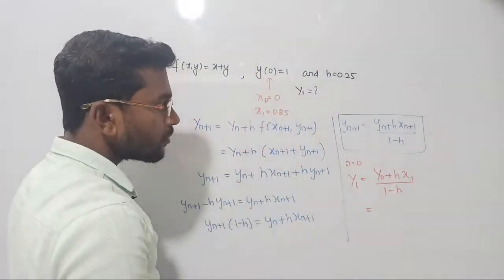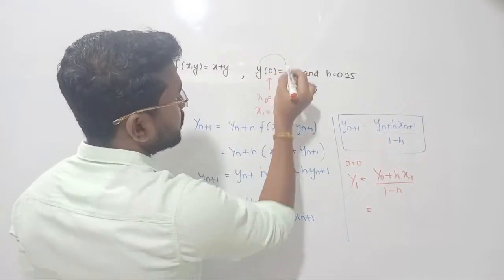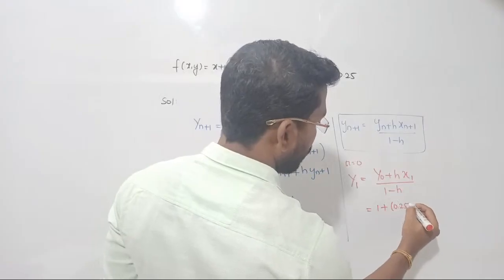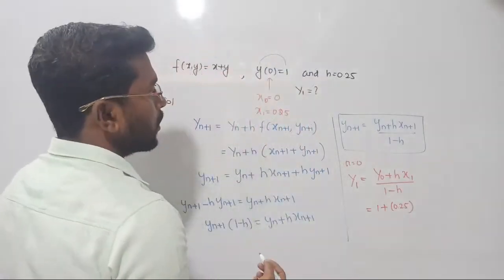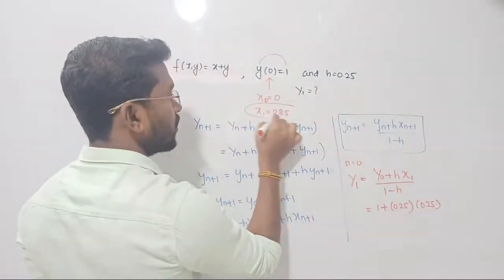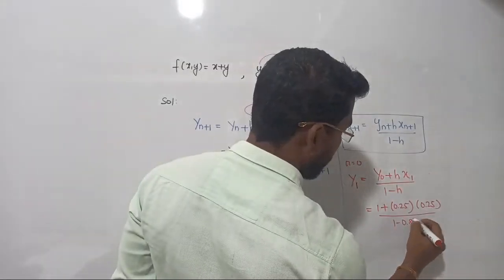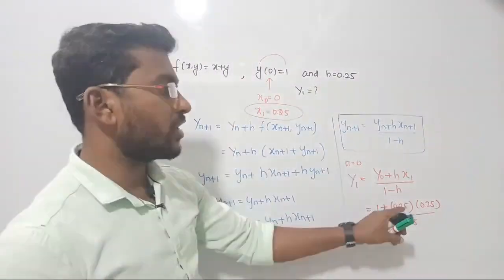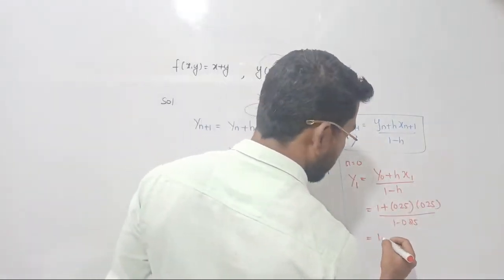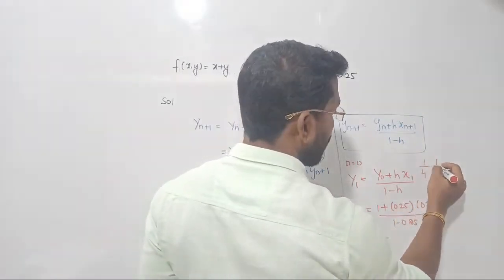Let's substitute. Where is y0? y0 is given, y0 is 1, right? So y0 is 1 plus step size 0.25 into, what about x1? x1 is 0.25, right? Where is x1? Here. In the denominator, 1 minus 0.25. Clear? Now see that 0.25 into 0.25 will become what? We can write it like this: 1 plus, guys listen, 0.25, 0.25. Now we can write like this, 1 by 4 dot 1 by 4.